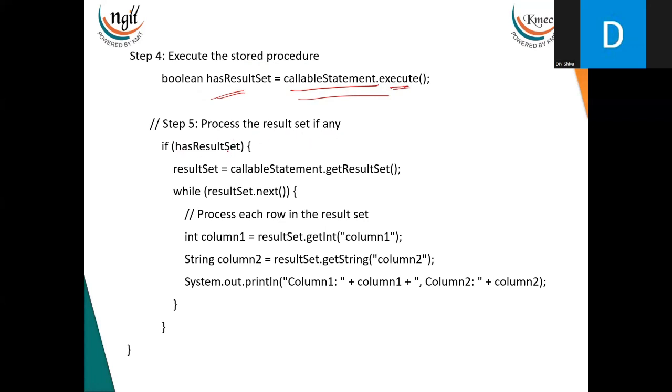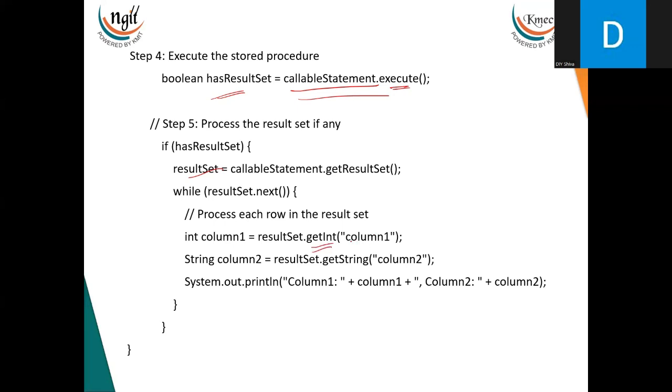Here you are going to check whether the result set has returned with some value or not. If this callable statement has returned some value for the result set, then for each row the result set is processed. Every time, for each row, it is being iterated. This column one, what does it have? A value of an integer, right? This is a getInt method.